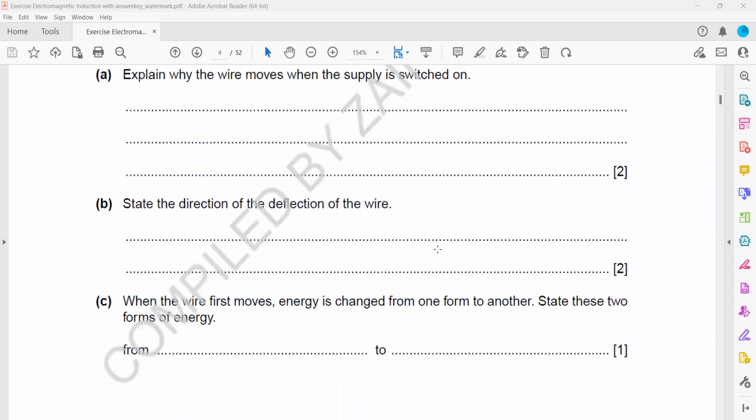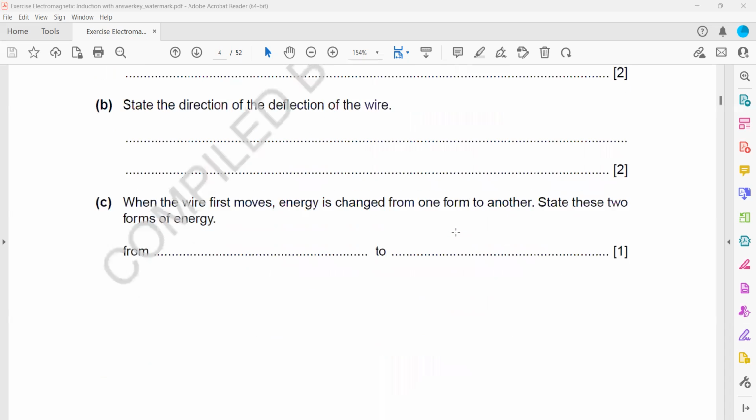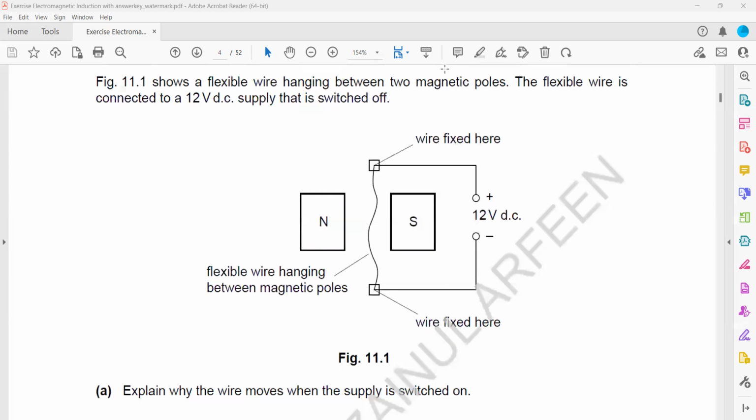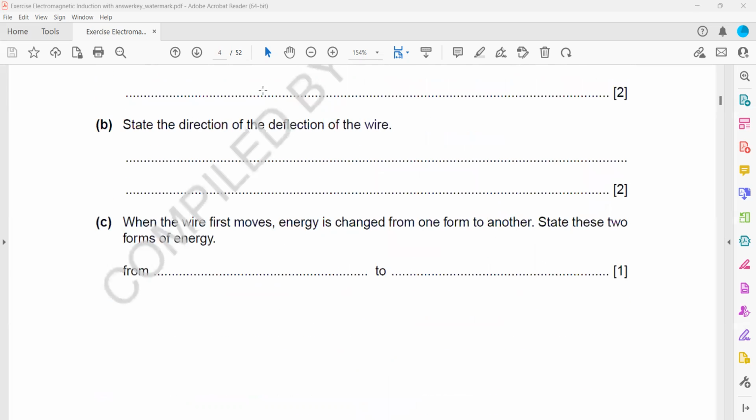Then state the direction that we just mentioned. And when the wire first moved, the energy is changed from one form to another. State these two forms of energy. First, in the wire, which form of energy is there? The charges are moving, so what do we call that energy? Electrical energy. And then the wire starts to move. What do we say when there is a motion or movement? Kinetic energy. So we can say electrical energy is converted into kinetic energy.